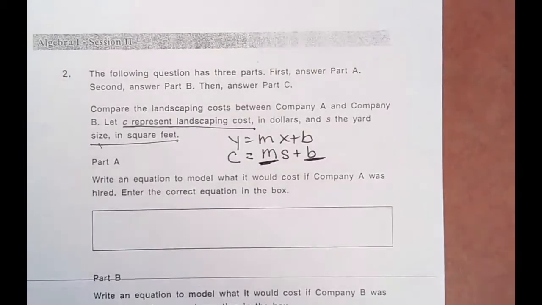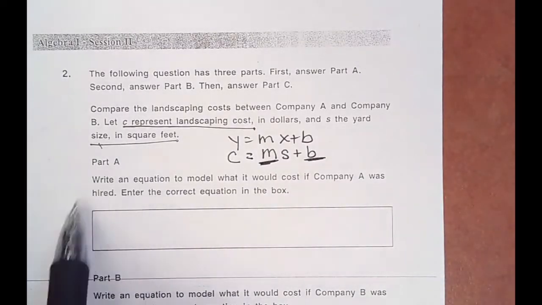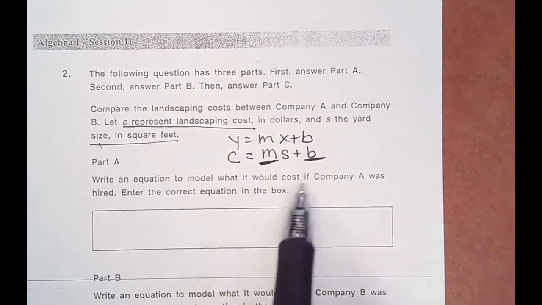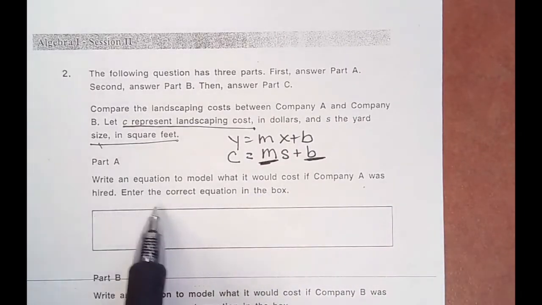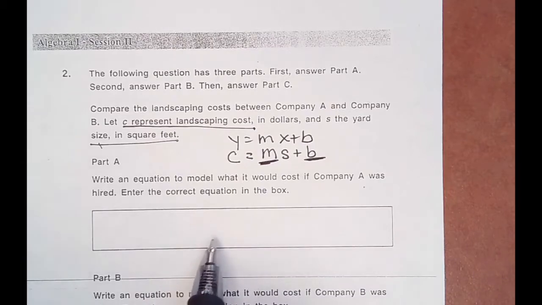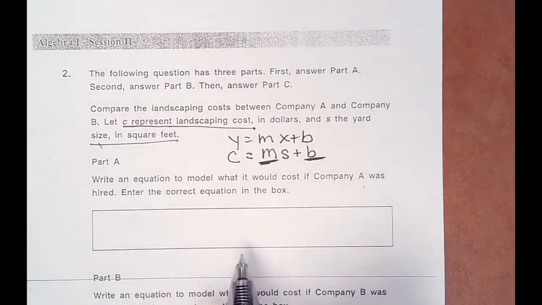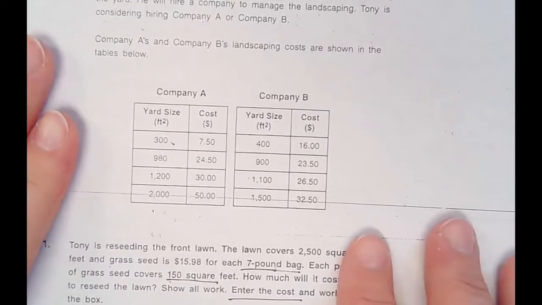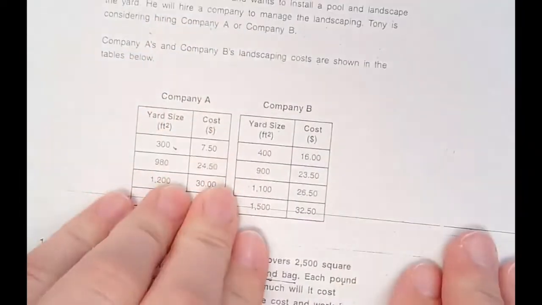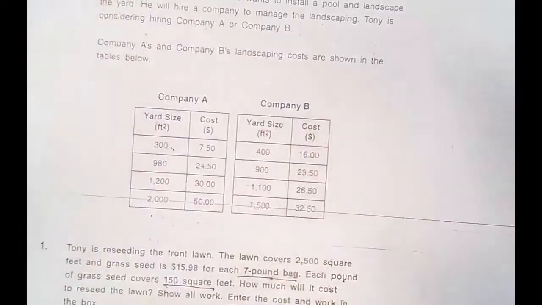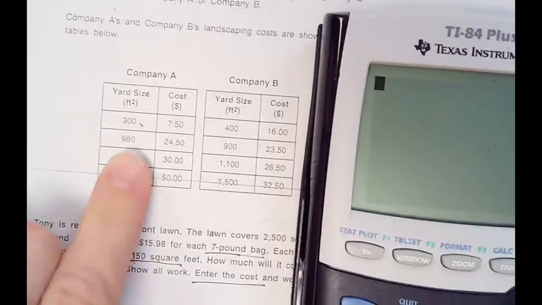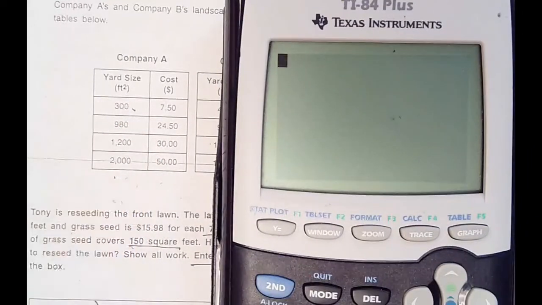Part A, write an equation to model what it would cost if Company A was hired. Enter the correct equation in the box. So this one we just have to enter the equation in. So Company A, on your EOC, this would probably be like a split screen problem where you can toggle between making one size bigger than the other. Company A, I am going to enter in Company A's equation into my calculator. Just shorter steps, I can find the line of regression for this equation pretty quick.